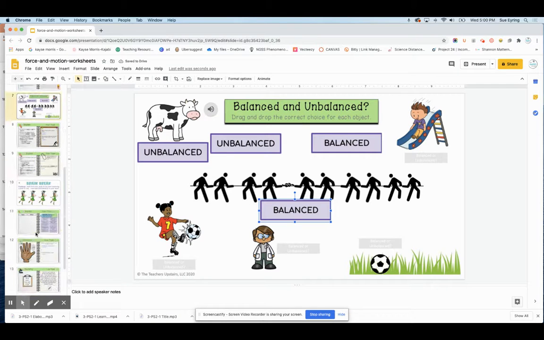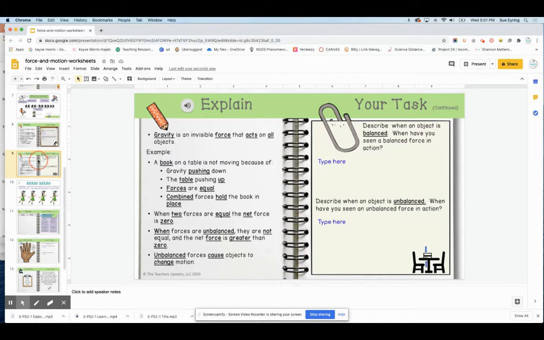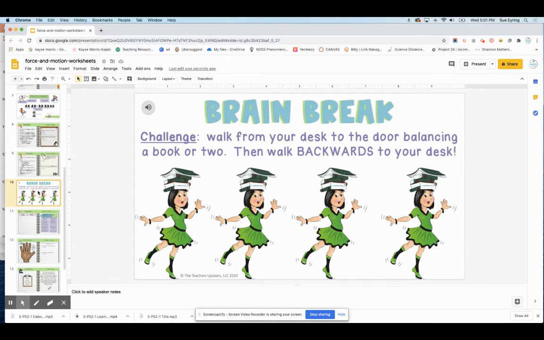On the next slide, we've got several which are the explain. So there are usually several of these, and they explain the phenomena to students to allow them to reflect on their knowledge. So we explain on the left-hand side, and they will do reflection questions on the right-hand side. Here's the second explain. Then we provide a brain break with a challenge.